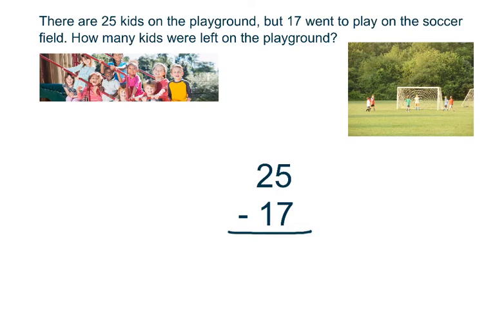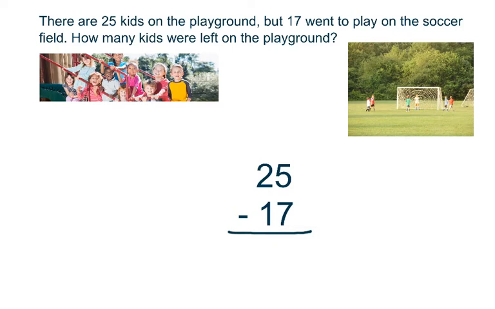Now to begin our class, we will go over 2-digit subtraction with a word problem. There are 25 kids on the playground, but 17 went to play on the soccer field. How many kids were left on the playground? Here, the first thing we do is we line up our tens and our ones. Now that we have them lined up, we ask ourselves, is there enough ones to take away 7?